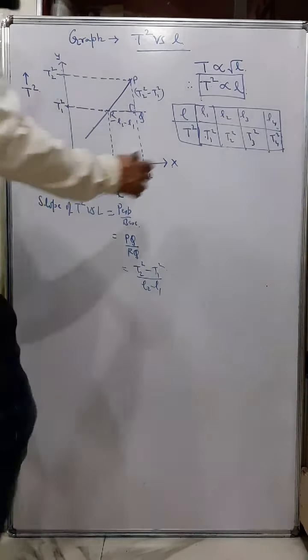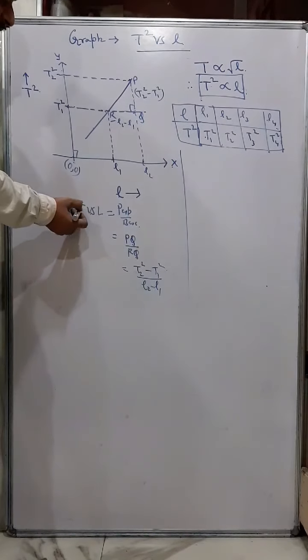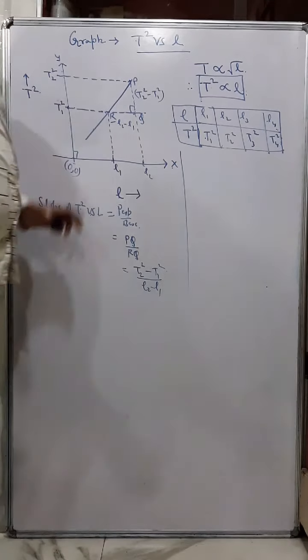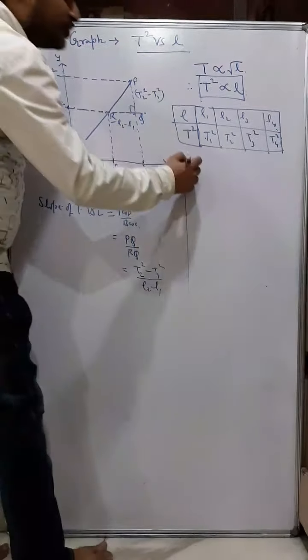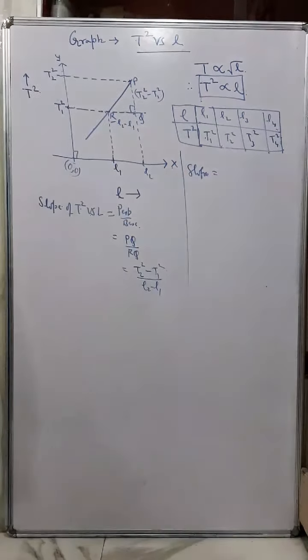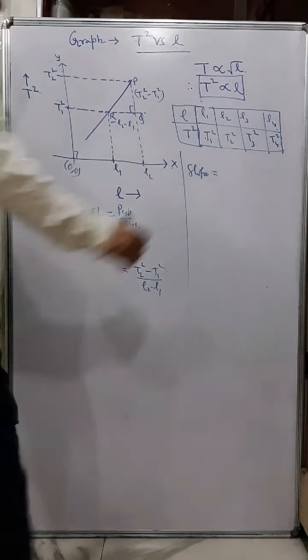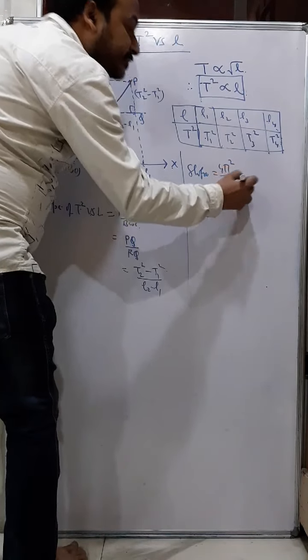Now it is always found that the slope of this T square versus L graph, for a pendulum of any length, is always constant, and the value of the slope will always be equal to 4 pi square by g.